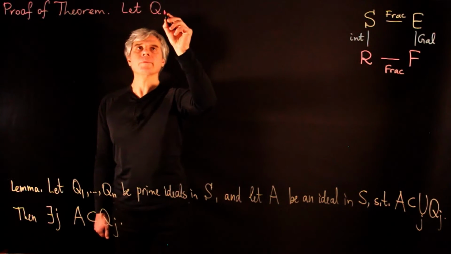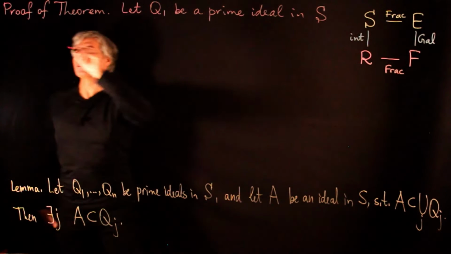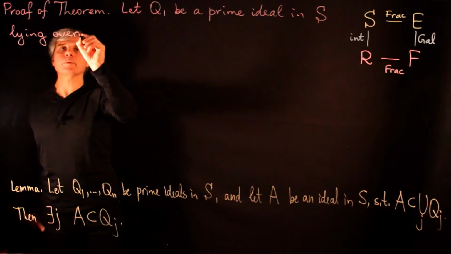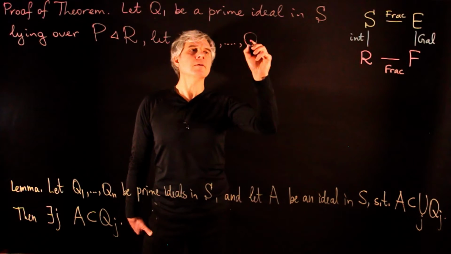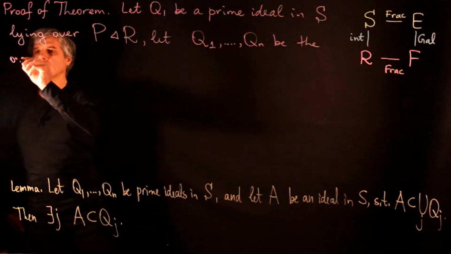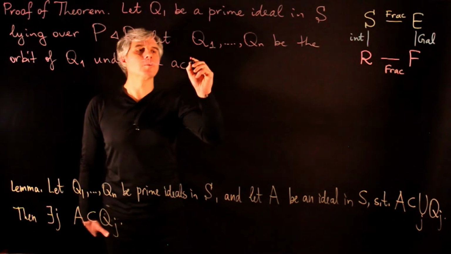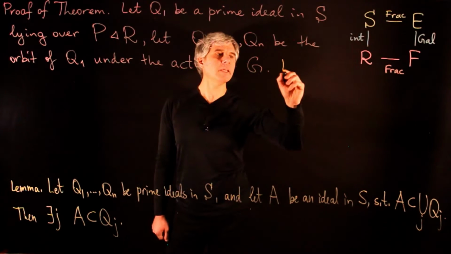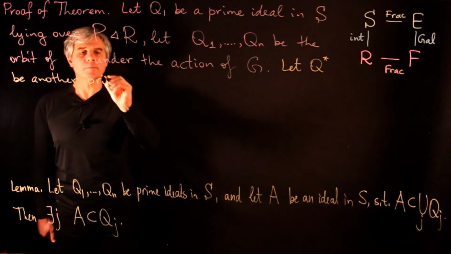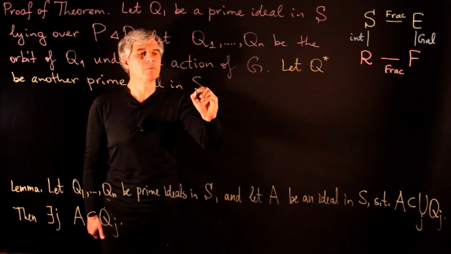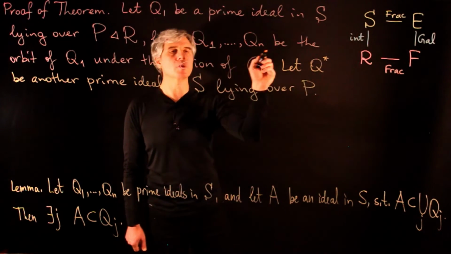Let Q1 be a prime ideal in S lying over a prime ideal P in the ring R, and let Q1 through Qn be the orbit of Q1 under the action of the Galois group G. Let Q star be another prime ideal in S lying over P. We need to prove that Q star belongs to this orbit.